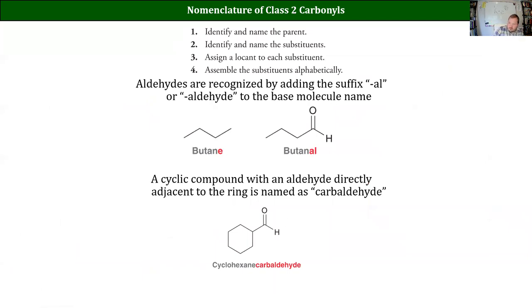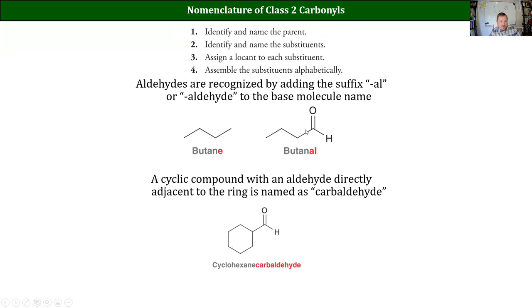Here's the list for how we name class two carbonyls anyway. If it's an aldehyde, you add AL. And if it's directly attached to a cyclic ring, we call it a carbaldehyde. So cyclohexane carbaldehyde would be the name for this compound here.